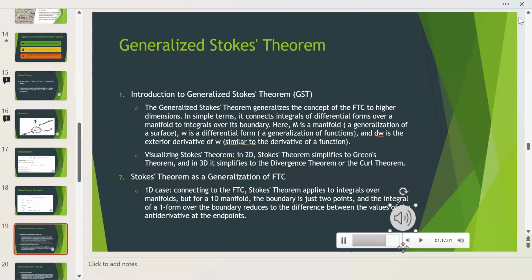Stokes' theorem applies to integrals over manifolds, but for a 1D manifold, which is a curve, the boundary is just 2 points, and the integral of a one form over the boundary reduces to the difference between the values of the antiderivative at the endpoints. If we take ω to equal f of x dx, then the integral of ω over the manifold equals the integral from a to b of f of x dx, which equals f of b minus f of a, which is exactly the result of the fundamental theorem of calculus.